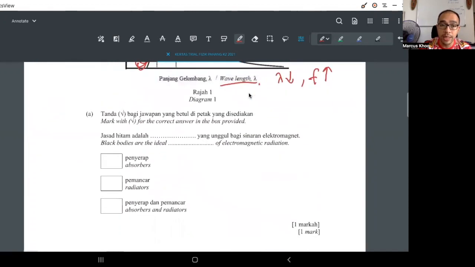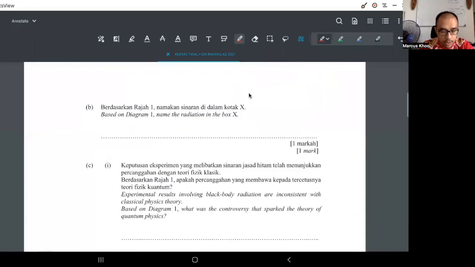Okay, so let's begin. Black bodies are the ideal what? They are the ideal absorbers and radiators of electromagnetic radiation. Of course they absorb a lot of electromagnetic radiation, but they also radiate. They also pancar balik lah. So don't say that it's either an absorber or radiator. Dia penyerap dan juga pemancar.